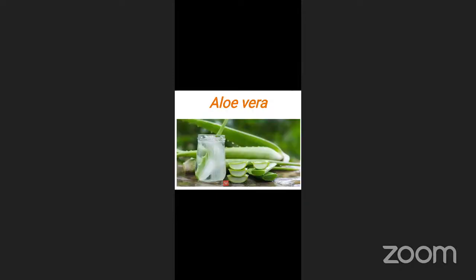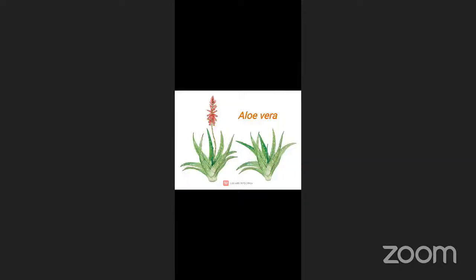Next one is aloe vera. So this is the complete plant with flowering aloe vera. Aloe vera is a plant commonly used for its medicinal properties. It has been used for centuries in traditional medicine systems and is considered an important plant in natural and complementary medicines.